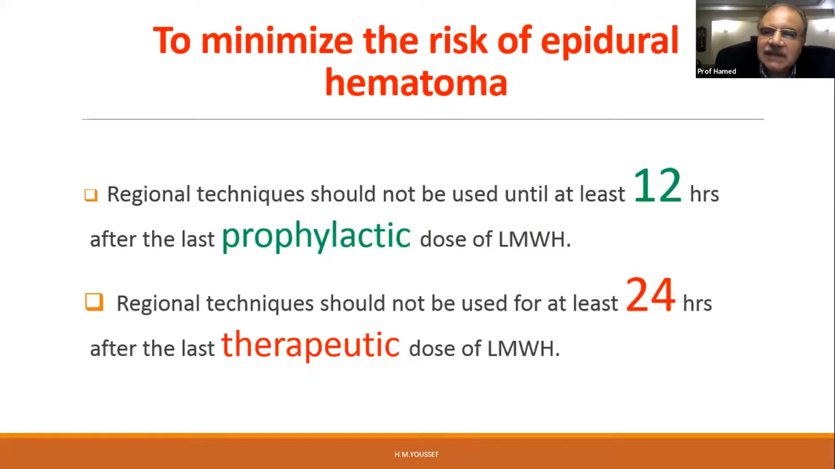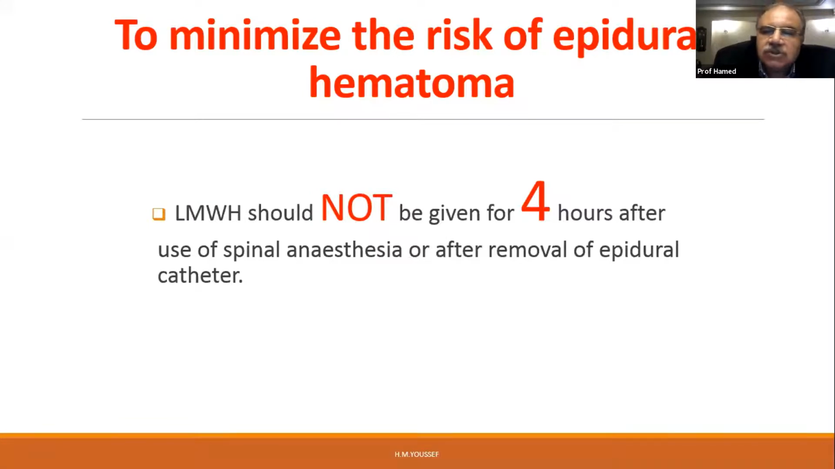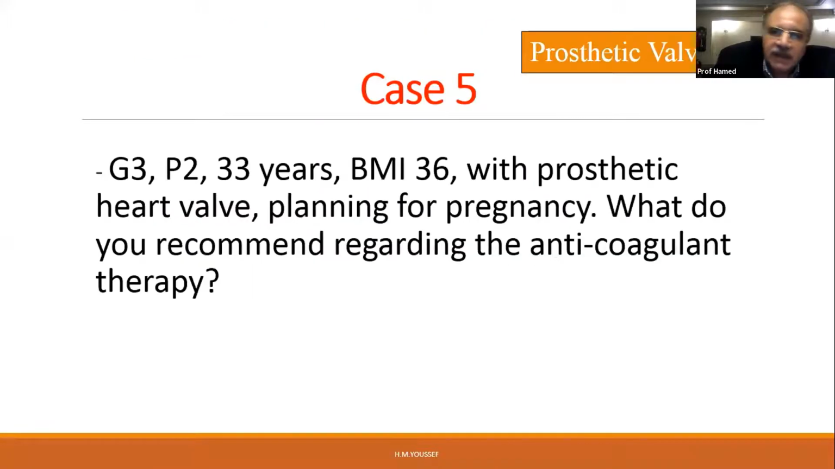How to minimize the risk of epidural hematoma? Regional technique shouldn't be used until at least 12 hours after the last prophylactic dose. Regional anesthesia shouldn't be used for at least 24 hours from the therapeutic dose. So there is a contraindication to use epidural and regional anesthesia, except after 24 hours of the therapeutic dose or 12 hours after the prophylactic dose. And low molecular weight heparin should not be given for some hours after the use of spinal anesthesia or removal of the epidural catheter.